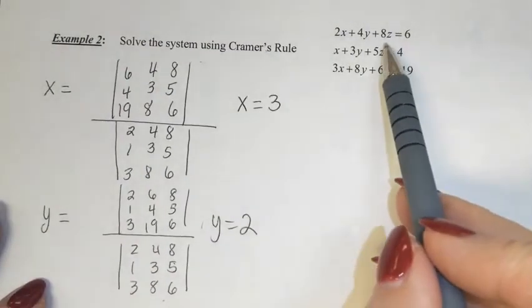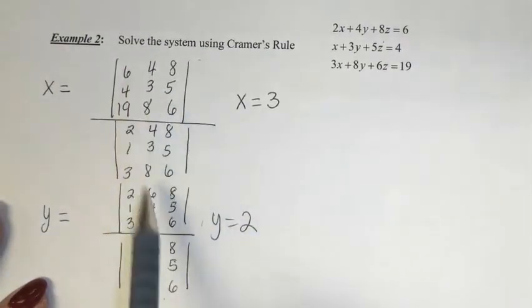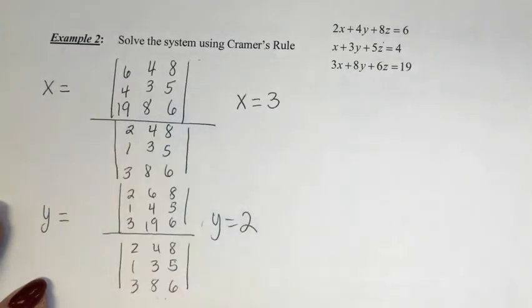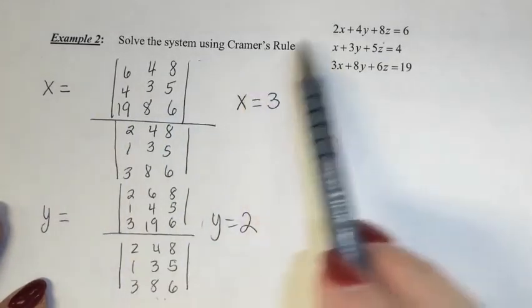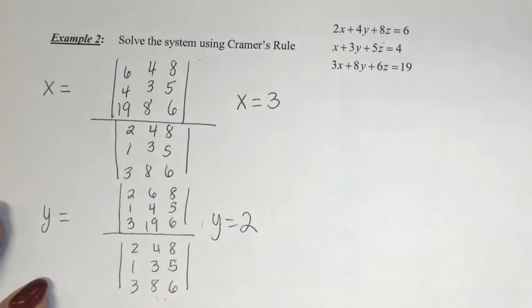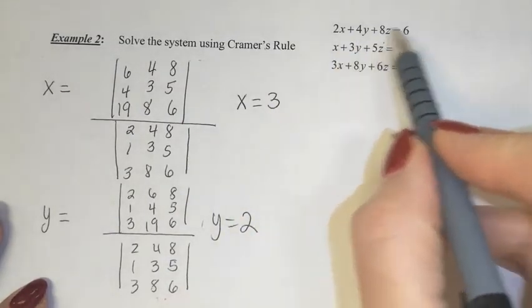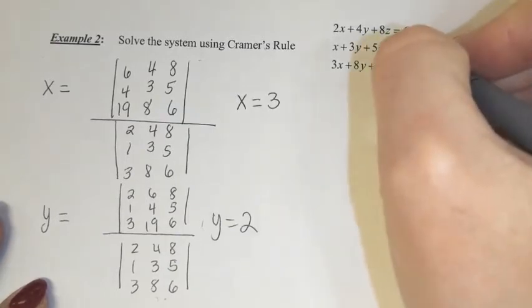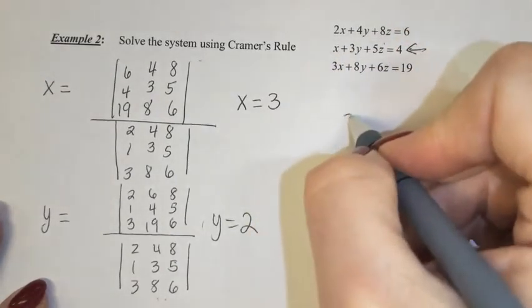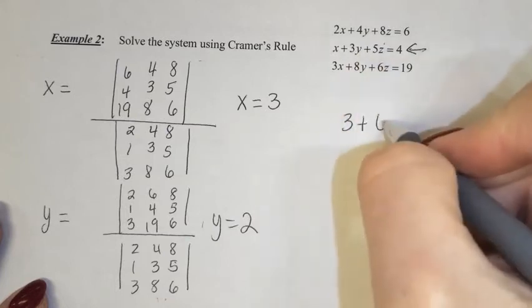So y equals 2. Now, to find z, I can keep going. I'm just going to replace that z column if I want to. Or I could just substitute back in x is 3 and y is 2 into any equation I wanted to figure out what z is. That would work as well. We'll just plug it in there. That looks like the easiest spot.